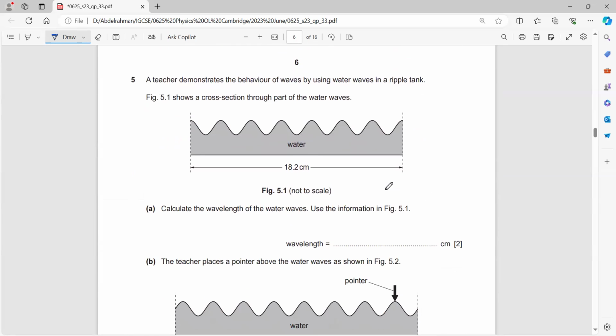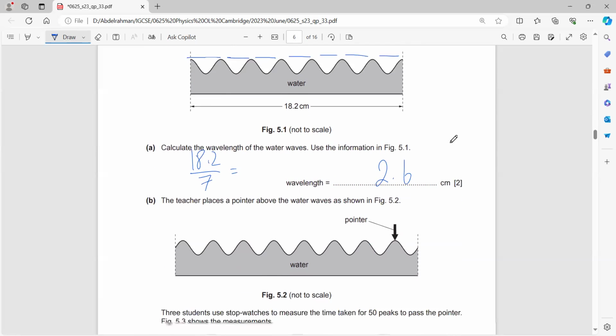Calculate the wavelength of the water waves using the information. We do 18.2 divided by 7. How many waves? 7, right? 1 2 3 4 5 6 7 waves. So 18.2 divided by 7 is 2.6 centimeters.